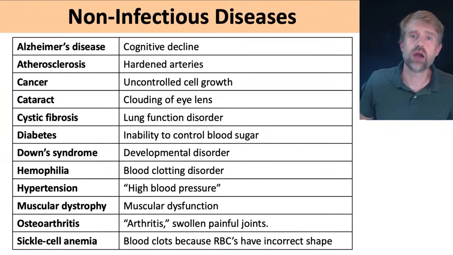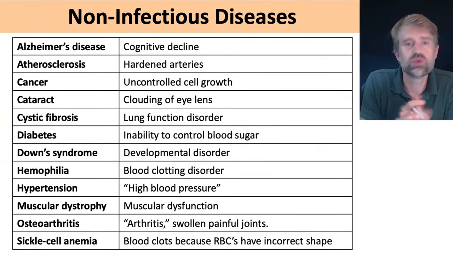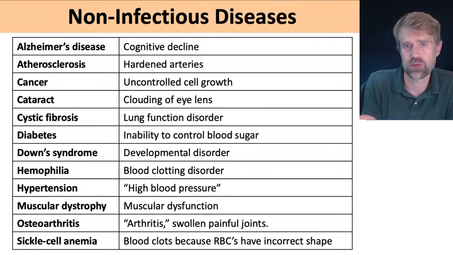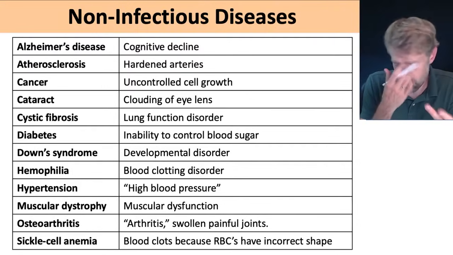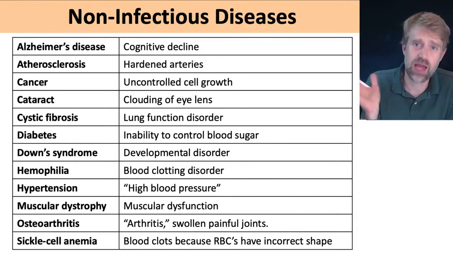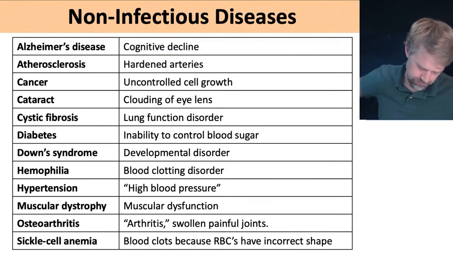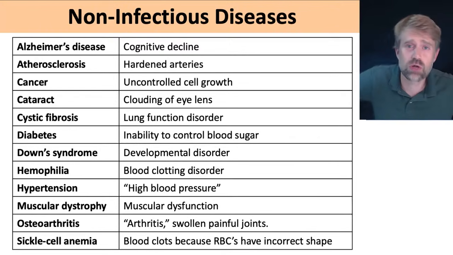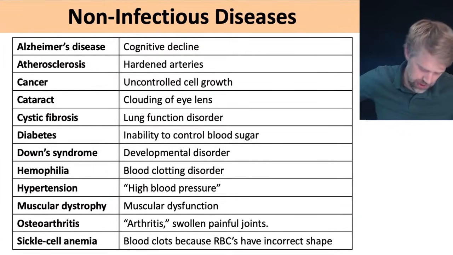Lastly, non-infectious diseases. Non-infectious diseases are things that you don't catch from another person. You don't pick them up from the environment. They're usually caused by genetics, age, lifestyle, things like that. We've got Alzheimer's disease, cognitive decline. You forget things, right? Atherosclerosis, hardened arteries. Cancer. Cancer's cancer, it sucks.